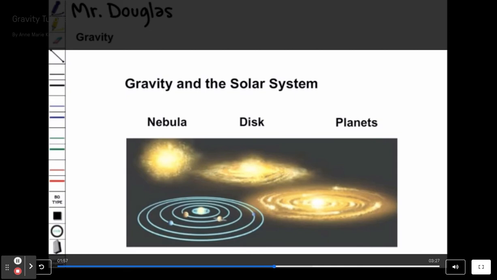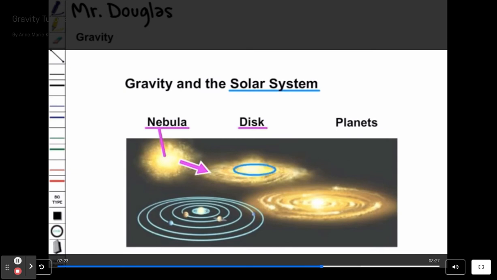Gravity was important in the formation of our solar system. Scientists hypothesize that the solar system began as a nebula, which is a cloud of gas, ice, and dust. Over time, gravitational forces pulled these materials together into a rotating, disc-shaped cloud.